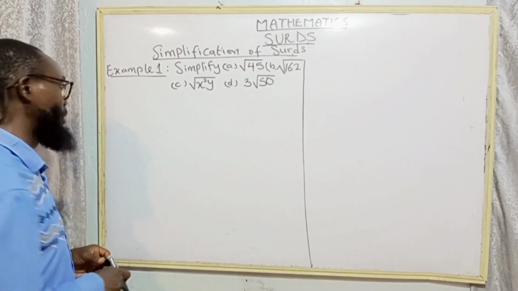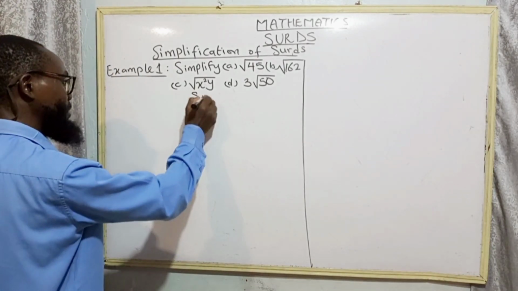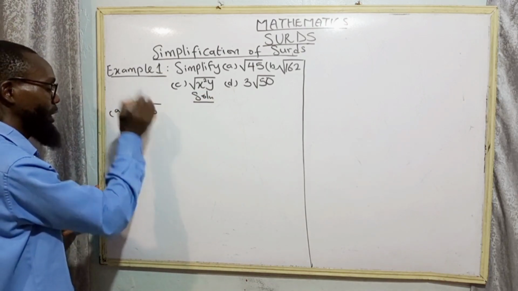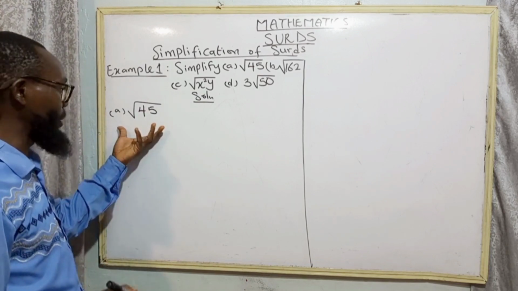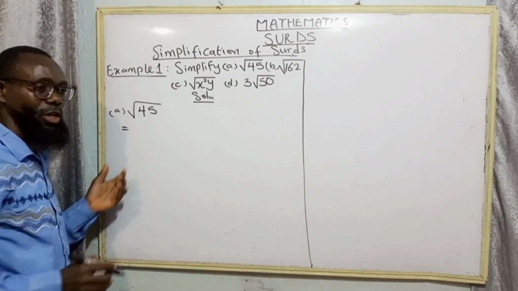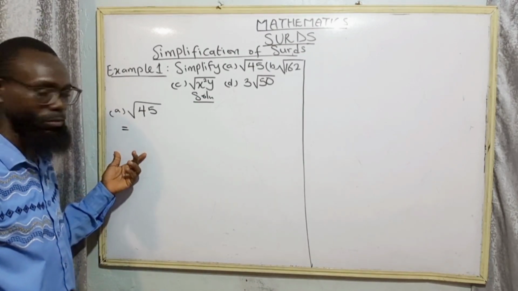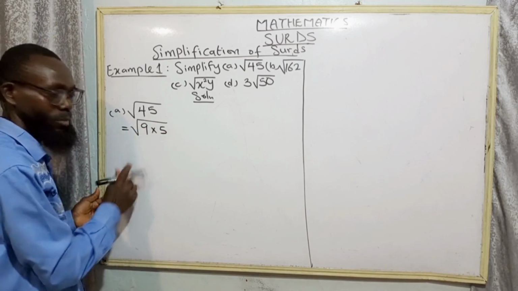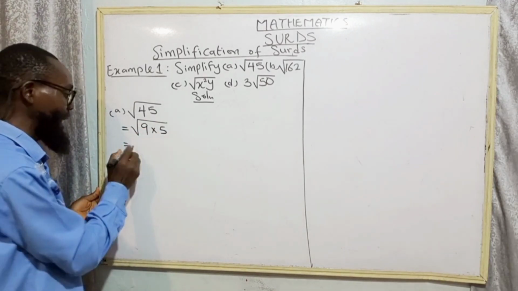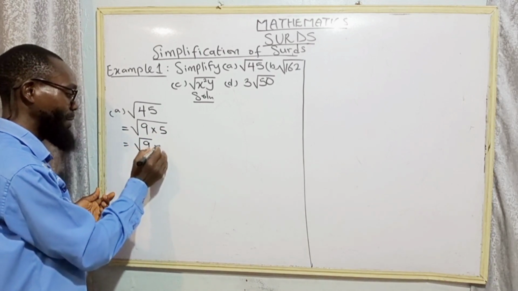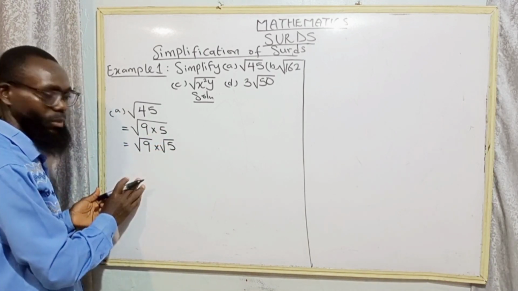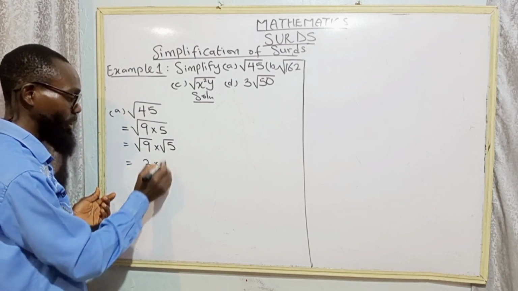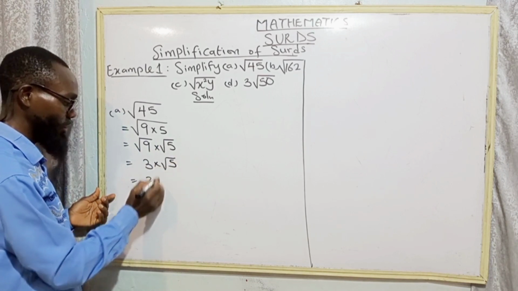Now let's look at this. Example 1. Simplify the square root of 45. Then we're going to look for two factors, that is two numbers, in which one of the numbers has a square root. It's going to be the square root of 9 multiplied by 5, which can be written as the square root of 9 multiplied by the square root of 5. So from here, the square root of 9 gives us 3, multiplied by the square root of 5, which gives 3 root 5.